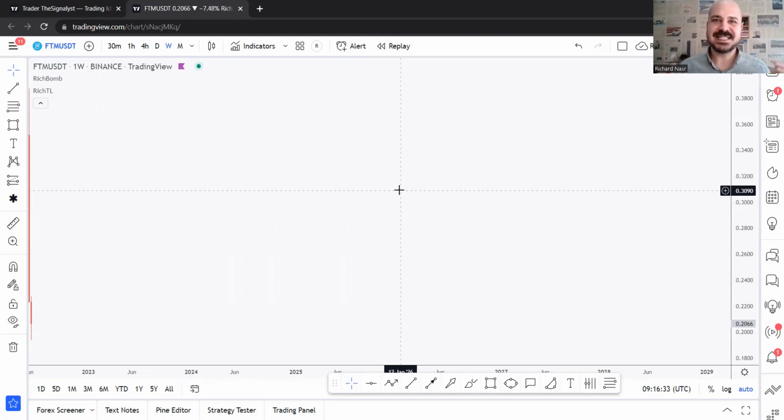Hello traders, Rich here and welcome to Kucoin as episode 10, and today we are going to talk about supply and demand zones, how to identify the correct one and how to trade it.